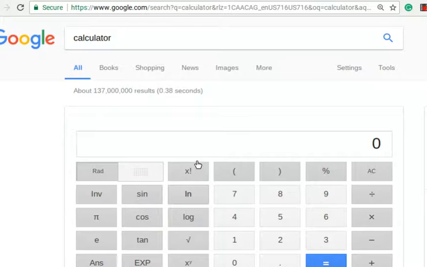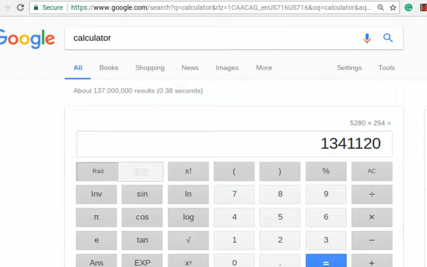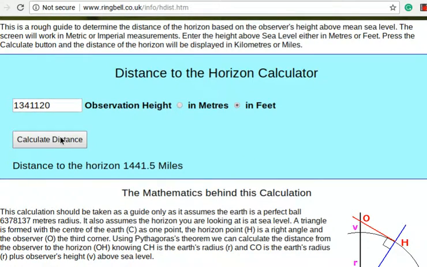And there are 5,280 feet in a mile times 254 miles. So we're looking at like 1,341,120 feet. So I'll do it that way. Okay, observation height in feet. Let's see, was that 1,341,120? Yeah, 1,341,120. Okay, so 1,341,120 feet. Calculate distance. So that's saying it's 1,441.5 miles to the horizon.